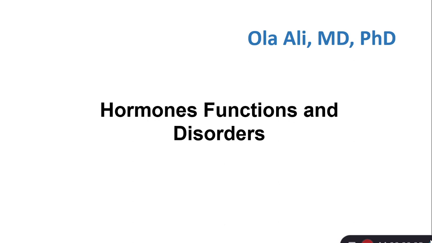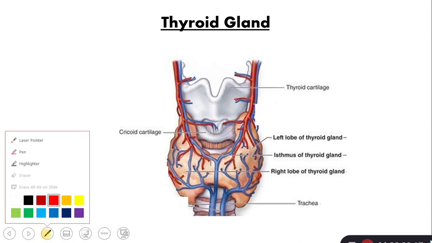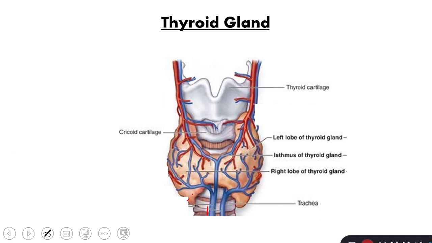Let's go ahead and continue with the hormones, functions, and disorders. And this time we will focus on the thyroid gland. You can see here that the thyroid gland hugs the trachea and it has two loops, right and left. And in the middle, there is an extension that we call the isthmus of the thyroid gland.